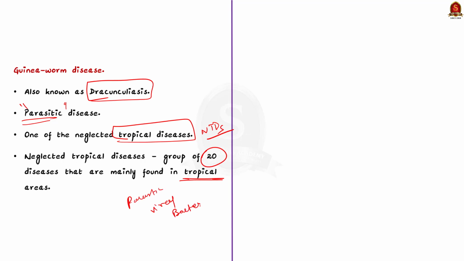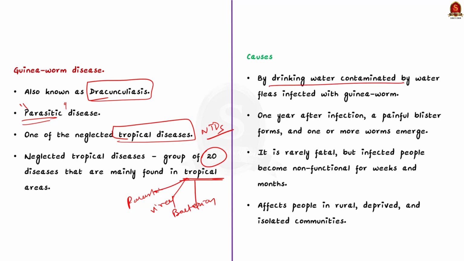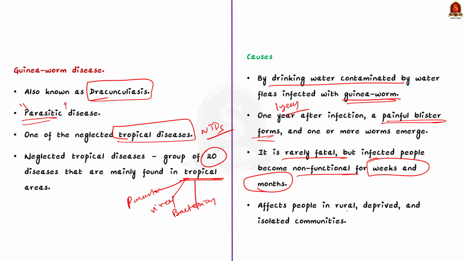What is the cause of this disease? Guinea worm disease is caused by drinking water contaminated by water fleas infected with Guinea worm. Approximately 1 year after infection, a painful blister forms and one or more worms emerge. This disease is rarely fatal, but infected people become non-functional for weeks or months. It affects people in rural, deprived and isolated communities who depend mainly on open, stagnant surface water sources such as ponds for drinking water.